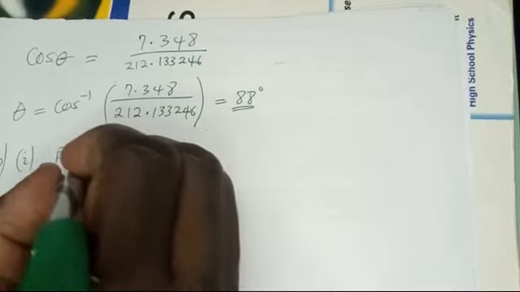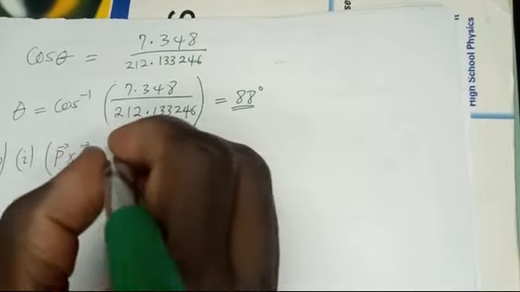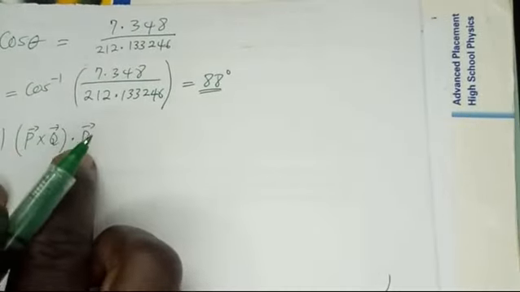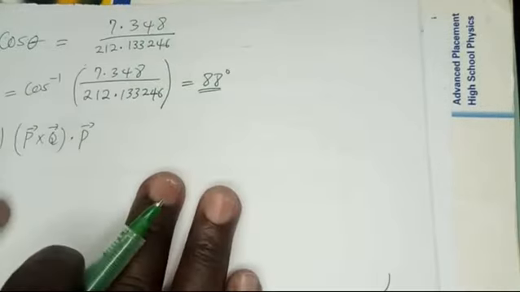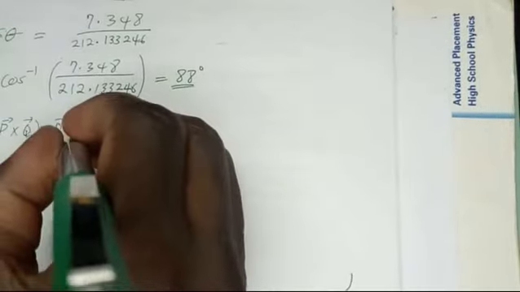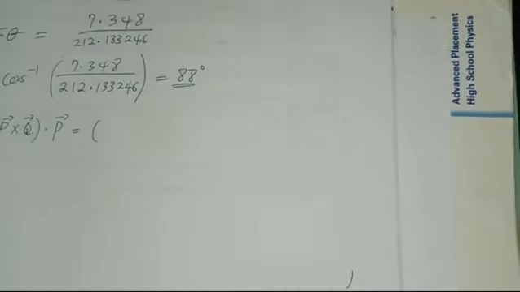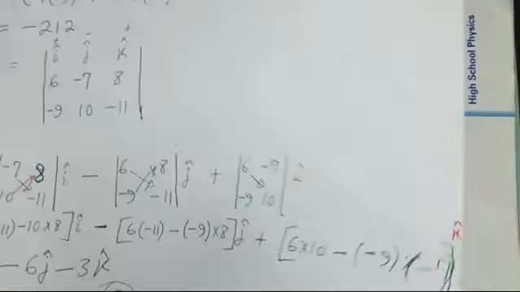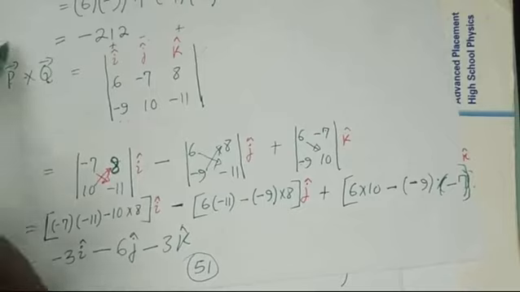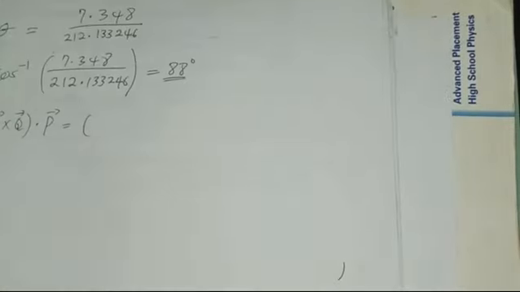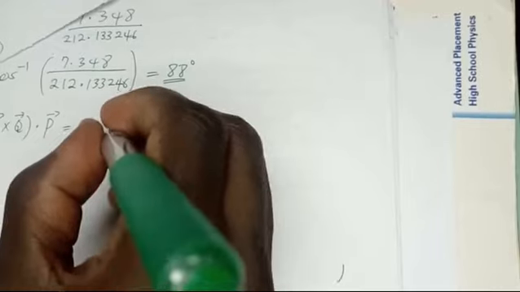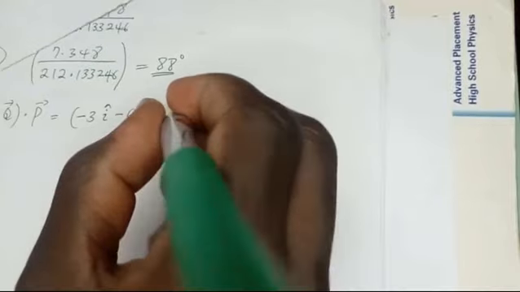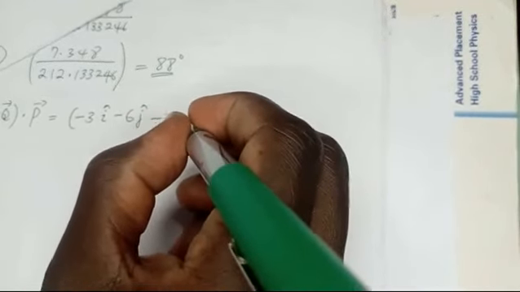Take this vector, P cross Q is a vector, right? Then dot P, and P is a vector. Now if you have 0, it means this vector is perpendicular to this. If not, it is not perpendicular to this one. So let's see. What is your P cross Q? Where did we get this P cross Q? Let me bring the result. Again, look at this one. This is our result. When we calculated P cross Q, we obtained this one. So this is minus 3 i cap, minus 6 j cap, minus 3 k cap.